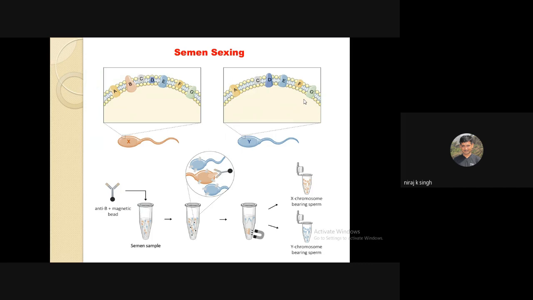Now, another important aspect of animal improvement with the help of biotechnology is semen sexing. What is semen sexing? As you know, in the normal breeding process, there is an equal chance of getting male as well as female: 50% male, 50% female. For cattle, males are of very little use.